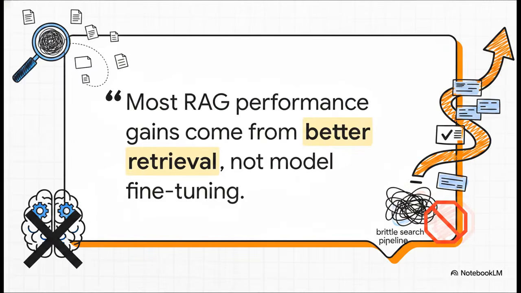I'll leave you with this summarizing thought straight from our source material today. Most RAG performance gains come from better retrieval, not model fine-tuning. It completely proves that chasing the newest, shiniest LLM isn't the real answer to building a great application. So ask yourself, are you wasting cycles trying to teach a massive AI model when the real culprit all along is just a brittle search bar?